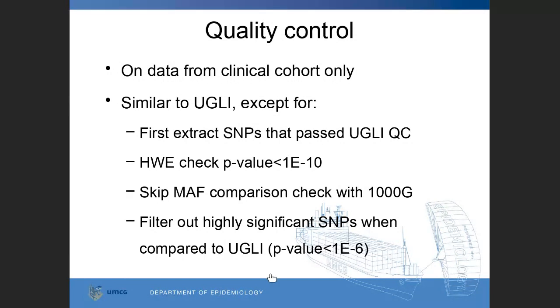and we added a new check where we already on genotype level combined the data with UGLI and filtered out SNPs that were highly significant. And again, you would think, okay, but then you throw away your significant results. That might be. But if that's the case, we found that this is more likely to be caused by different genotyping assay failures than by true causal hits.